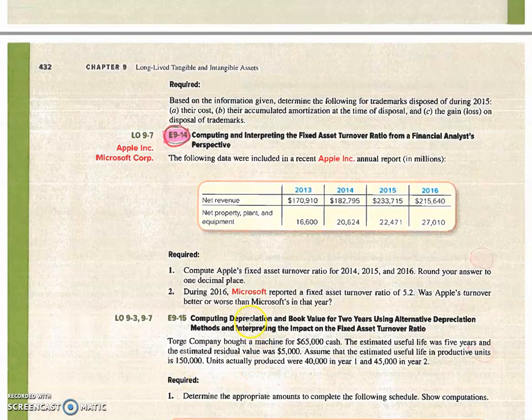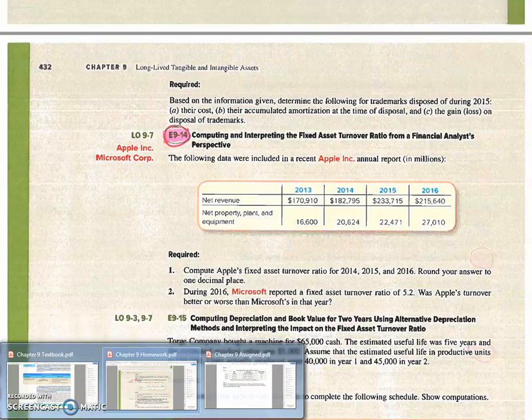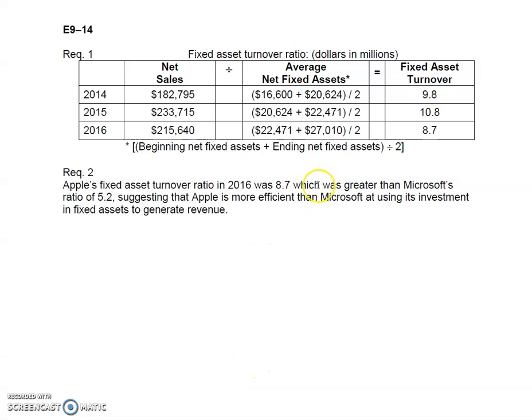Then the next part of the question, during 2016, Microsoft reported a fixed assets turnover ratio of 5.2. Was Apple's turnover better or worse than Microsoft's? Well, Microsoft was 5.2 in 2016. In 2016, Apple was 8.7. So Apple's was better. Bigger is better here. Bigger means for every dollar of fixed assets, they generated more dollars in revenue.